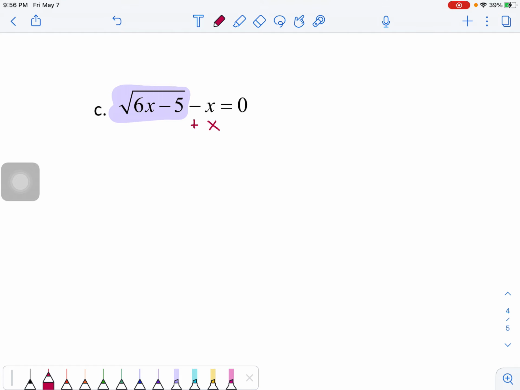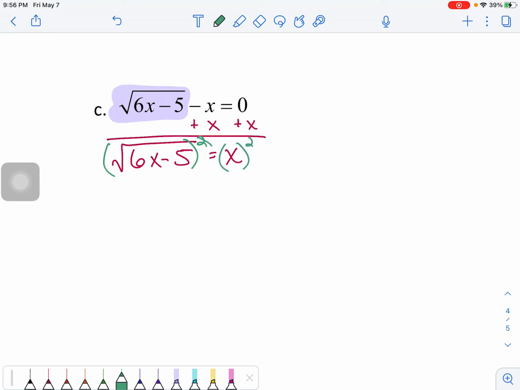So I'm going to go ahead and add x to both sides. So that's going to be the square root of 6x minus 5 is equal to x. The inverse operation to a square root is to square both sides. So square and square root cancel. You've got 6x minus 5 equals x squared.